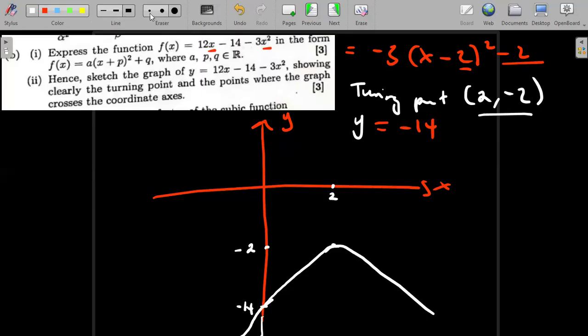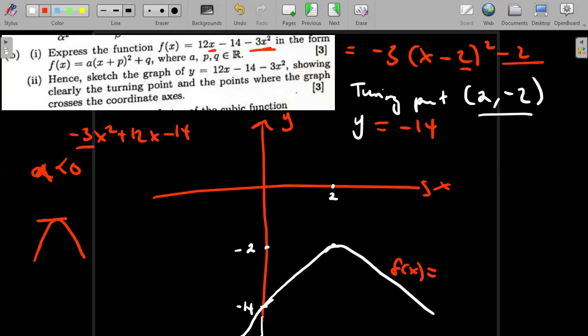Already you had a negative in front of this here. So when you have a negative, we had negative x squared plus 12x minus 14. When the value of a is less than 0, then you know that your graph is going to be turning downwards, and you have a maximum turning point like you see in the graph. And of course, you can label this as f of x is equal to 12x minus 14 minus 3x squared. So this here is the graph.